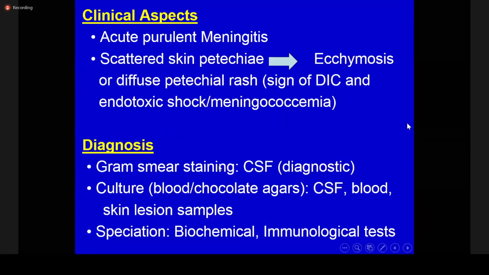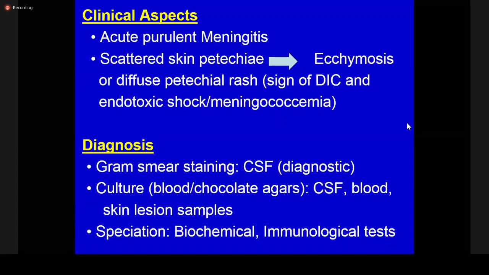Diagnosis: a Gram stain of the CSF is diagnostic. You take a lumbar puncture, and then you do a Gram stain, which can be done in half an hour, and you will get a result. You can see gram-negative diplococci, as we have described them. You can culture them on blood agar and on chocolate agar, because we said they are fastidious. You do culture of the CSF and of a blood sample, because the microorganism could be detected in the blood. Also, you can take a sample from the skin lesion. You may find the microorganism.